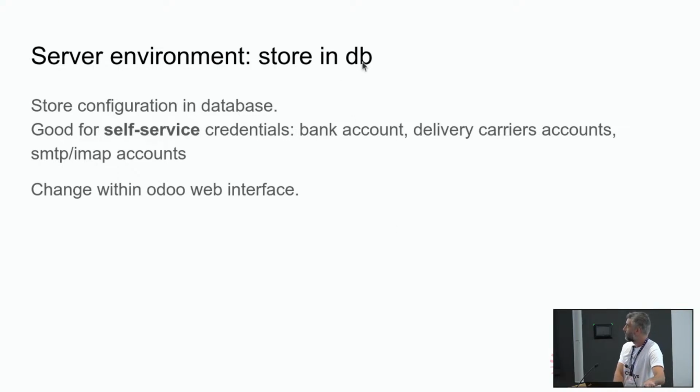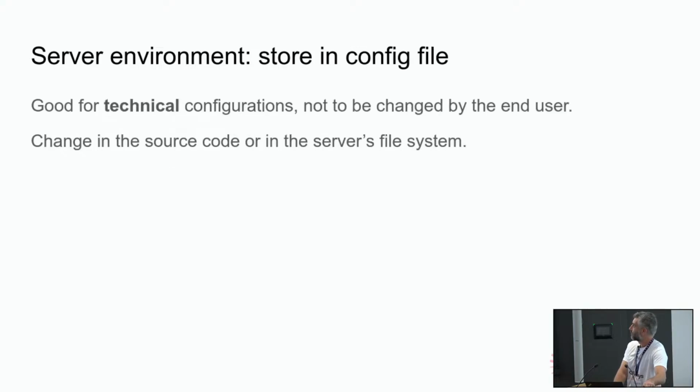When it's inside the database, usually you also want to change it with the Odoo web interface. Something important is: who will change this credential? Is it the final user, your customer, or is it yourself because it's a technical service? So when it's technical, I suggest, but you can do it differently, to put the credential inside configuration files, and when the user should have self-service, inside the database directly.